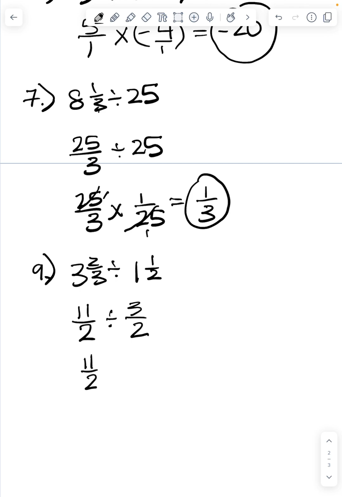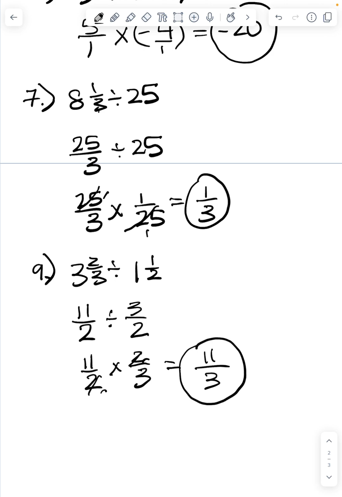So keep the original first 11/2. Instead of dividing by 3/2, we're now multiplying by the reciprocal 2/3. Cancel. Multiply my numerators, I get 11. My denominators, I get 3. Let me see. Did I miss something up here, number 9? Because that does not match my book.